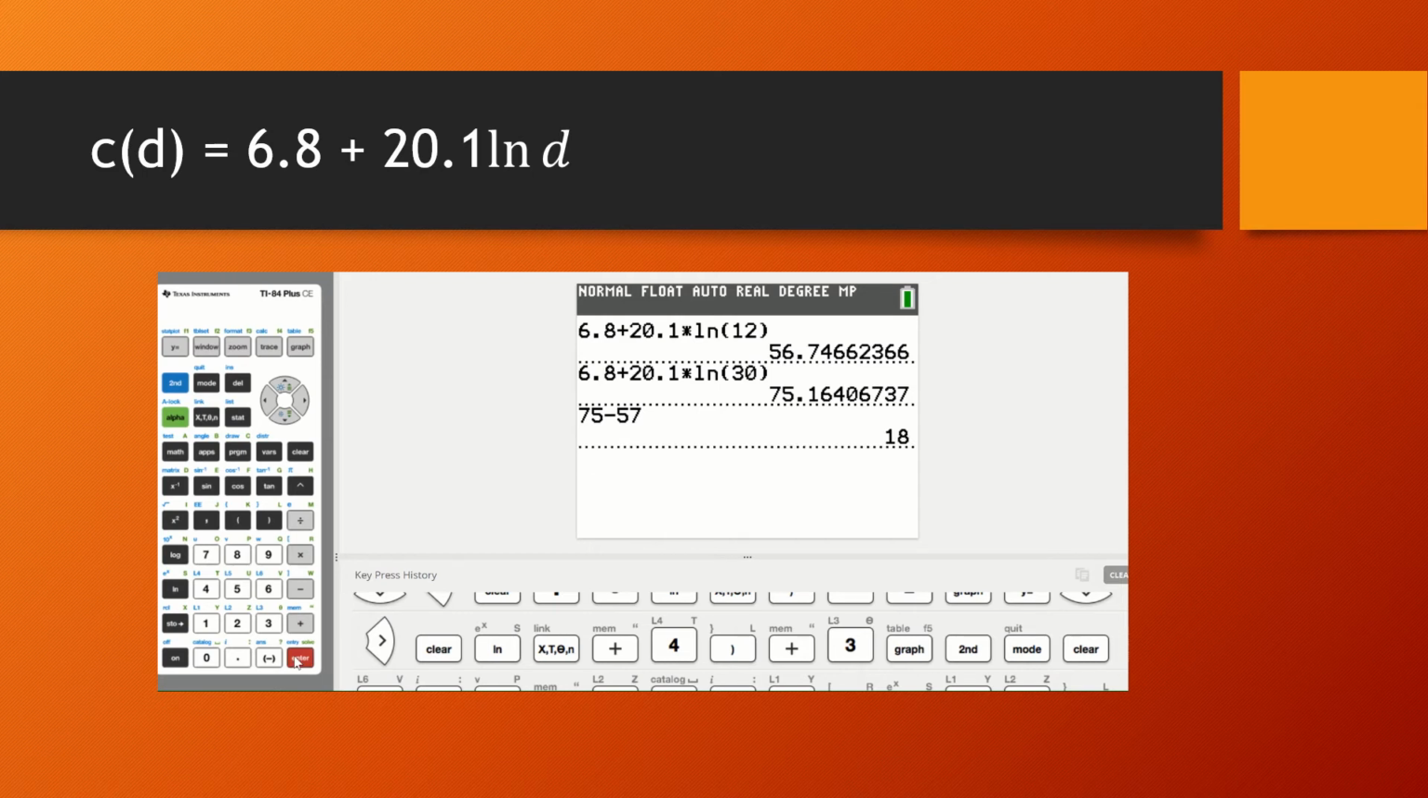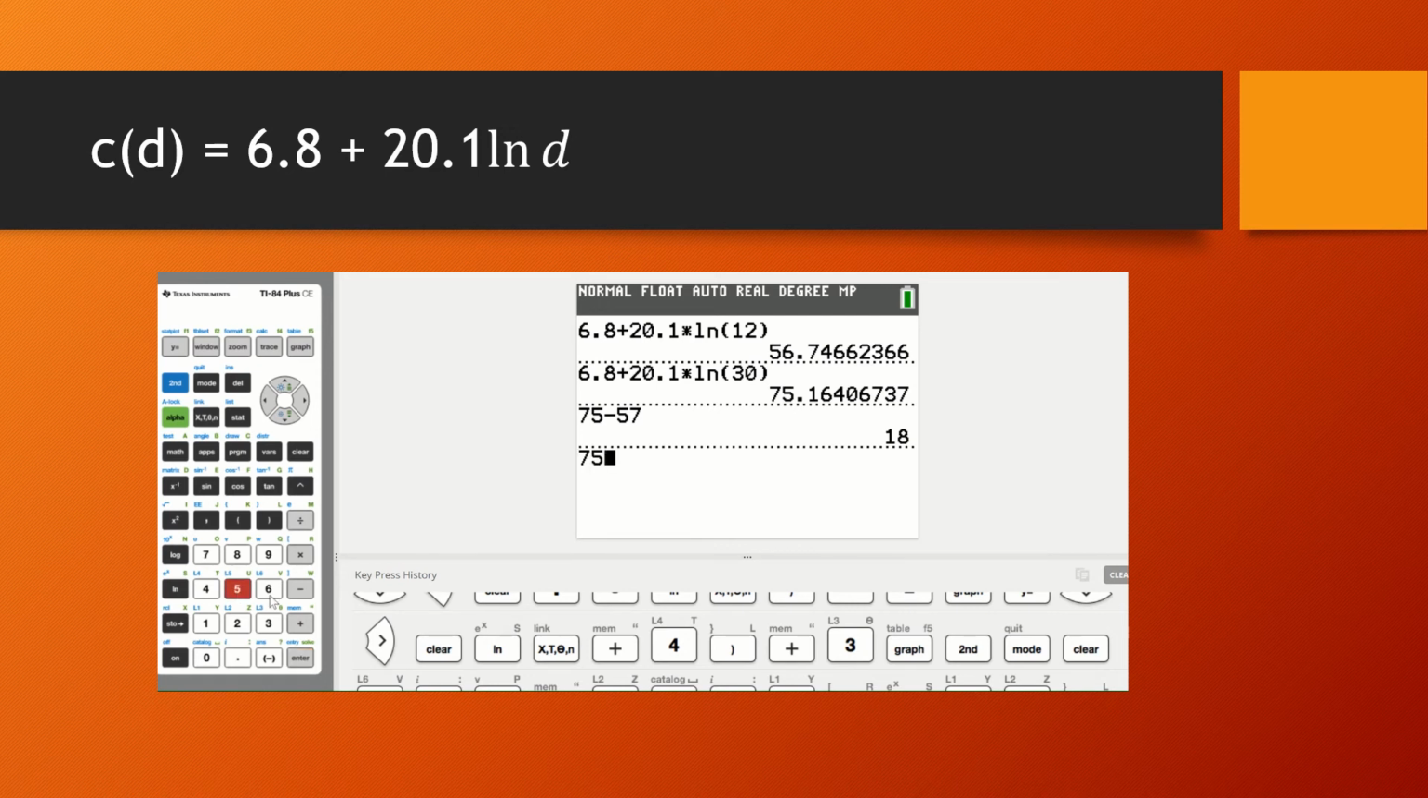Then it says, on what day did the number of infected machines reach 75? Well, actually, we found that the first time, we just kind of lucked into that, by 30, okay? Because 6.8 plus 20.1 times the natural log of 30 is 75 machines, so really it's day 30. But let's say I didn't have it like that. What could I do? Well, now I would have C of D equals 75 machines.